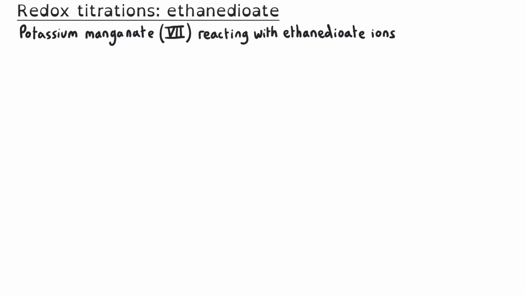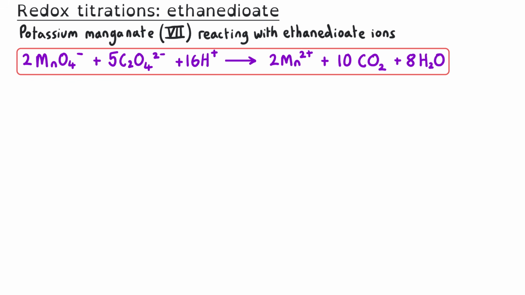Redox titrations can also be carried out where potassium manganate 7 reacts with ethane dioate ions. And the overall redox equation is shown here, and it's important to note the 2 to 5 ratio that the manganate 7 and the ethane dioate ions react in. The half equations for this reaction have the ethane dioate ion turning into carbon dioxide and being oxidized. The ratio there is 1 ethane dioate to 2 carbon dioxide, and both of those carbon atoms lose 1 electron, so we need 2 electrons on the right hand side to balance this.